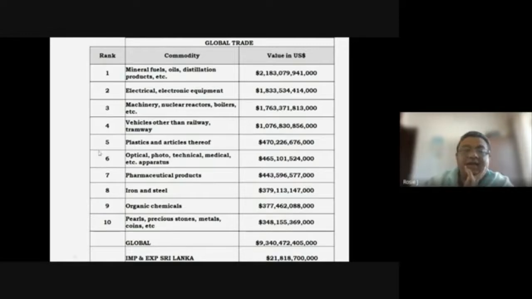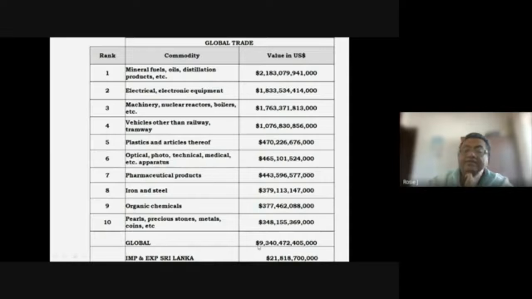International trade business, how much has taken place? How much are they transacting in international trade business? Maybe some more items can be added. I don't know. This is the one I was able to get. $9 trillion, 340 billion, 472 million, 405,000. Right? That year, the total imports and exports in Sri Lanka were 21.8 million only. So see, 21.8 million is somewhere below this, between these two years.